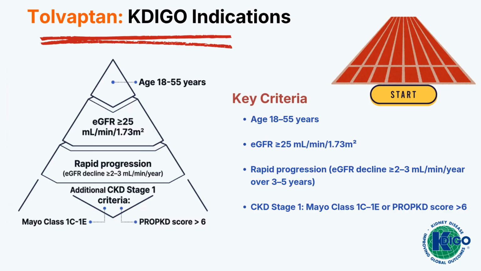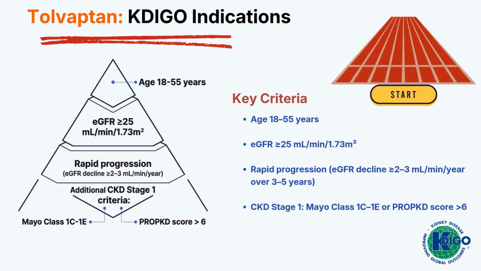Now let's translate the evidence into practice: when should we actually start tolvaptan according to KDIGO 2025? This slide summarizes the key criteria in a very structured, stepwise way. First, we are talking about adult patients, especially between 18 and 55 years of age, a population where disease-modifying therapies have the highest expected benefit. Second, kidney function needs to be preserved to a certain extent, with an estimated-GFR of at least 25 ml per minute. Below this threshold, the benefit becomes less clear and the risk-benefit balance shifts.